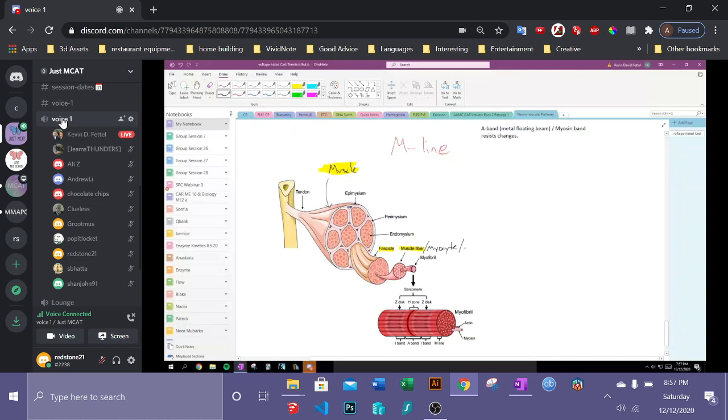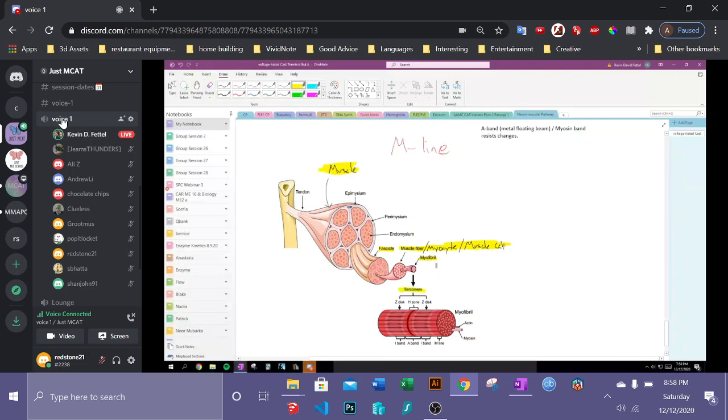What does myo mean? Myo means muscle. Cyte means cell, right? So a muscle fiber is a muscle cell. Okay. And the muscle cell itself, one muscle cell is broken down into multiple myofibrils. Myo, again, meaning muscle, fibril, kind of cutesy way to say small fiber. And then the myofibril is broken down into sarcomeres.